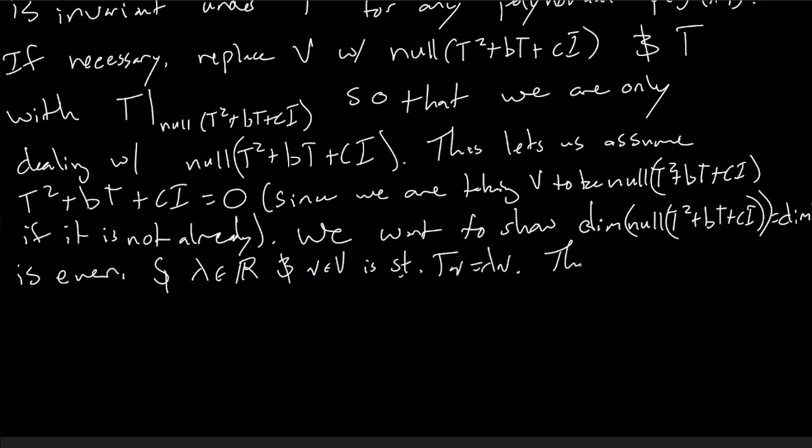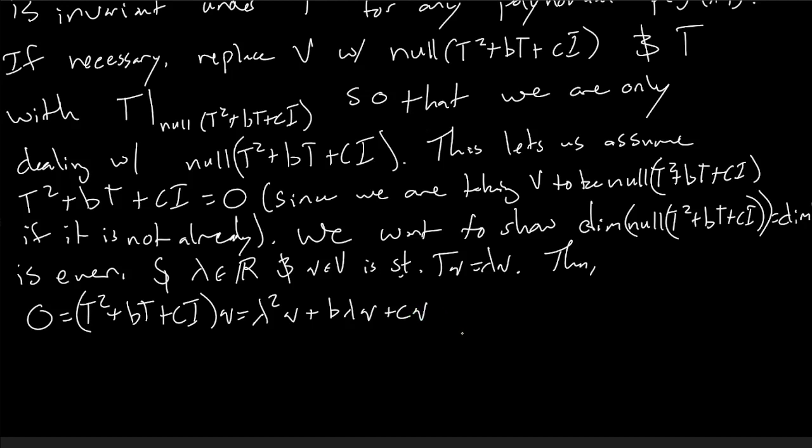Okay. Then, watch this. 0, well, that's T squared plus bT plus cI applied to v, right? Since this is the 0 operator on its own null space, and we're assuming that v is in that null space, this just turns into, well, apply T to v, you get lambda v. Pull the scalar out and apply T again, you'll get lambda squared v. Lambda squared v plus b lambda v plus c v. Okay. Little tiny bit of grouping here together.